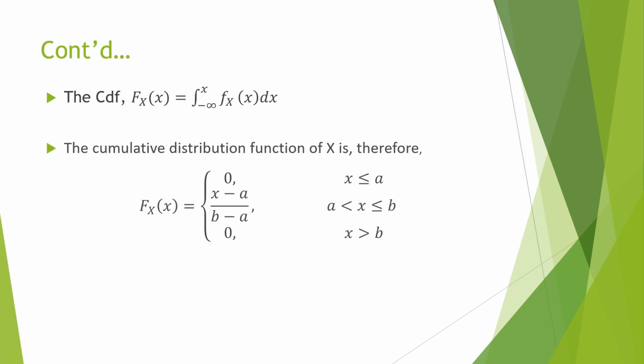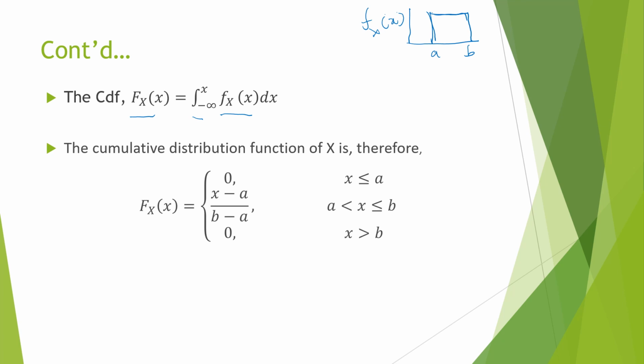We now compute the cumulative distribution function from the uniform PDF. I redraw the diagram of the uniform PDF for the sake of explanation. Between A and B, f of x is uniform. This is the uniform PDF. For this, we want to compute the CDF. We know the definition of the CDF: by integrating the given PDF between minus infinity and x, we can obtain F of x.